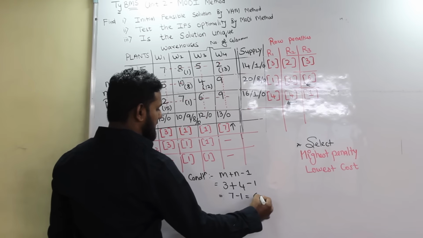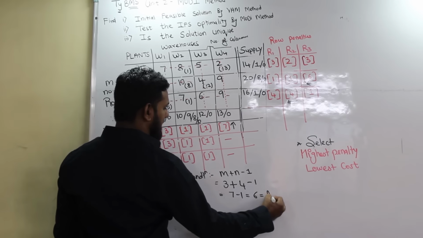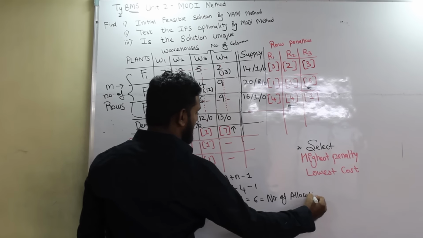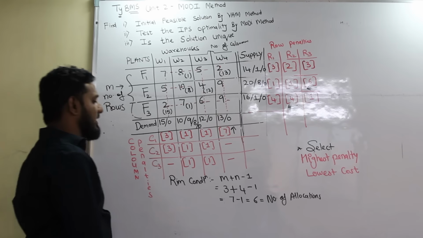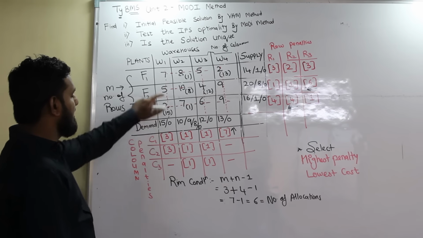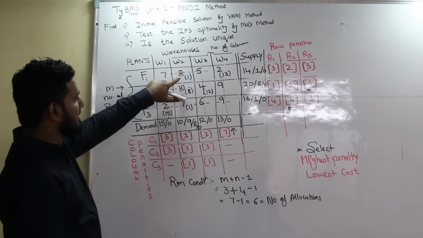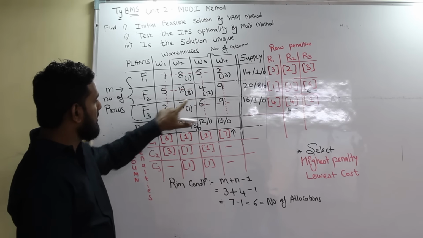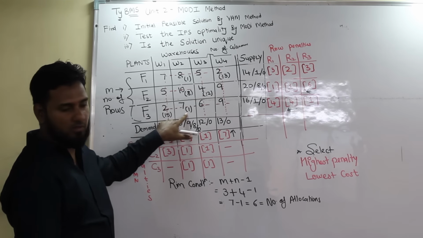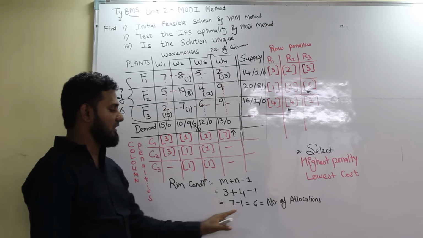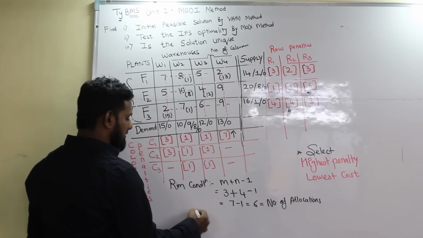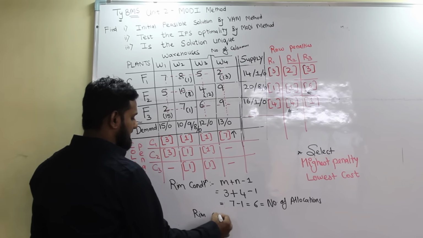And that 6 should be equal to the number of allocations. Now we can see that it is equal to the number of allocations. Allocation means where we have given the value. So this is 1, then 2, 3, 4, 5 and 6. So total the rim condition is 6 and the number of allocations is also 6. Therefore the rim condition is satisfied.